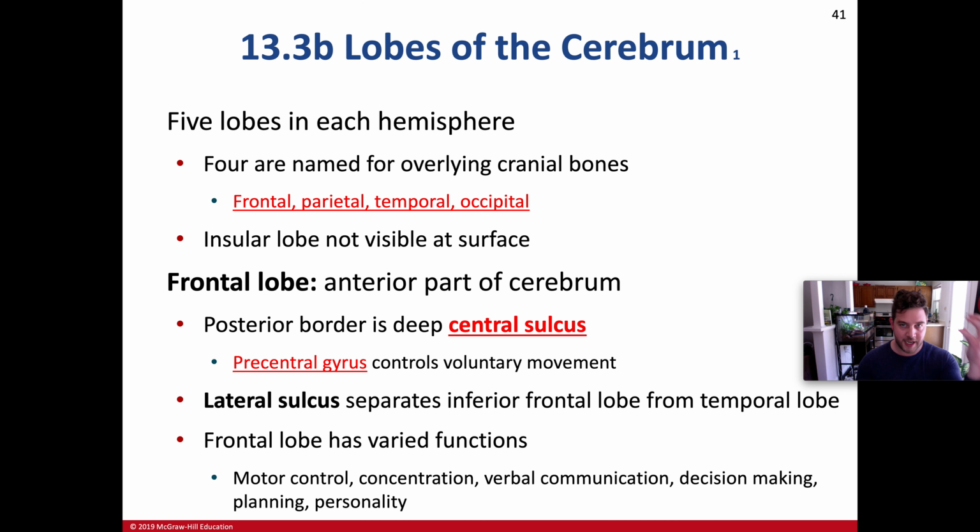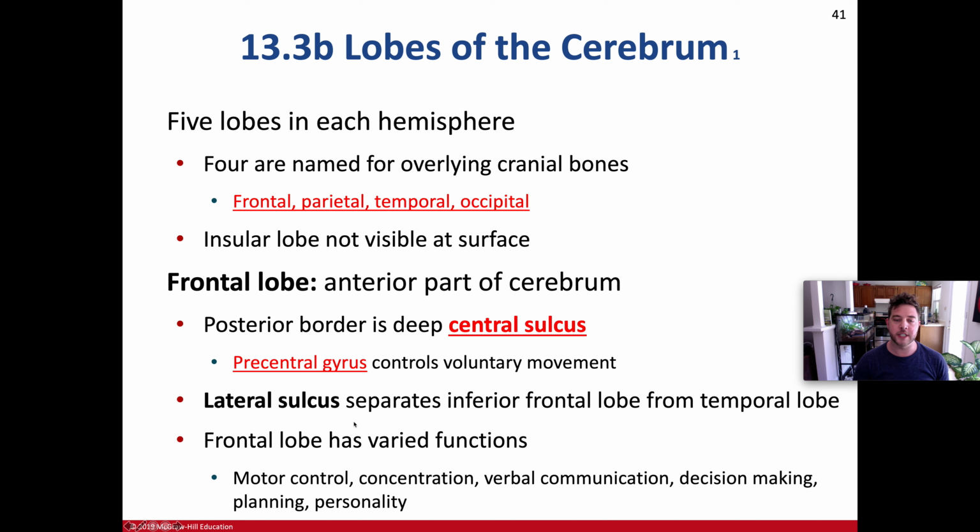The frontal lobe is the anterior part of the cerebrum. Its posterior border is the deep central sulcus. So as you go back from your frontal lobe, it stops at your central sulcus. The precentral gyrus controls voluntary movement, so it controls that voluntary skeletal movement.